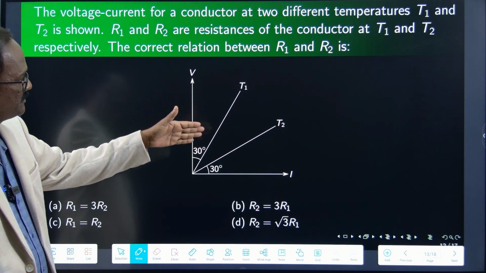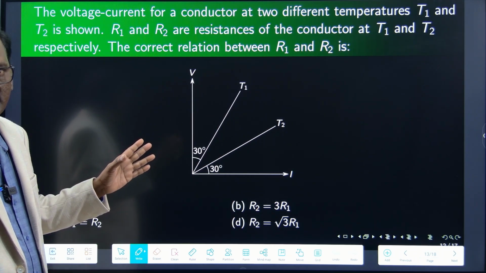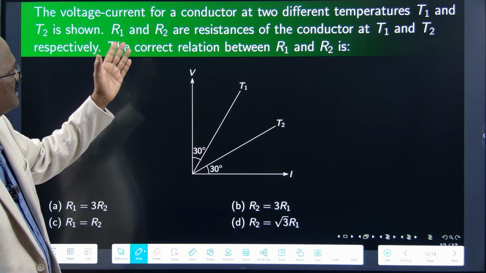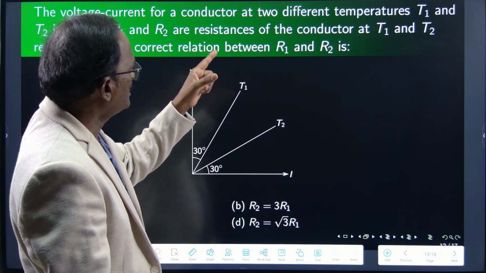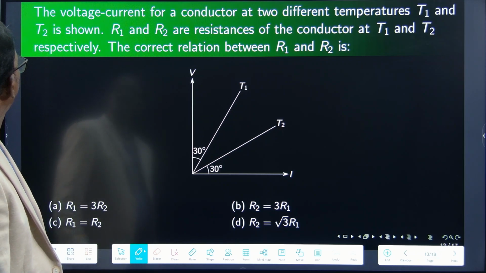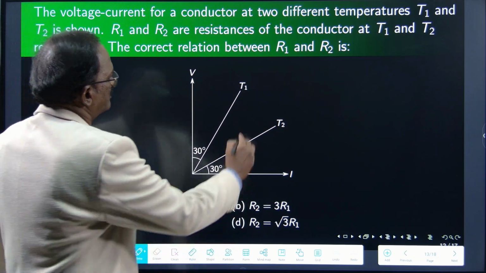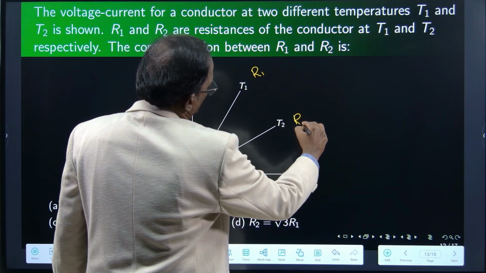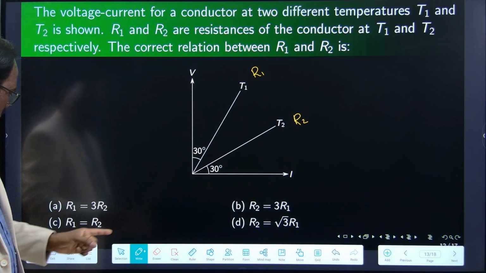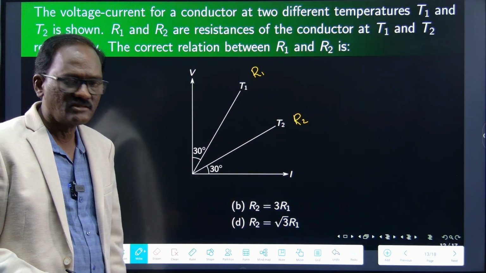Again, voltage current relationships, T1 and T2. We have to take the slope. High slope means high resistance. Just a while before we have seen one problem. The voltage current graph for a conductor at two different temperatures T1 and T2 are shown. R1 and R2 are resistances of the conductors at T1 and T2. Here the resistance is R1, here the resistance is R2. The correct relation between R1 and R2: R1 is equal to 3 R2, R1 is equal to R2, R2 is equal to 3 R1, R2 is equal to root 3 R1.